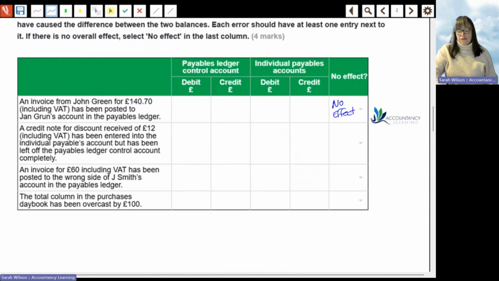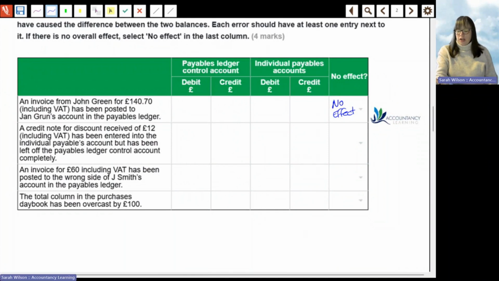A credit note for a discount received of £12, including VAT, has been entered into the individual's payables account, but has been left off the payables ledger control account. So the credit note has reduced the amount that's on the payables ledger, but it hasn't gone through on the payables ledger control account. So we now need to put that through.